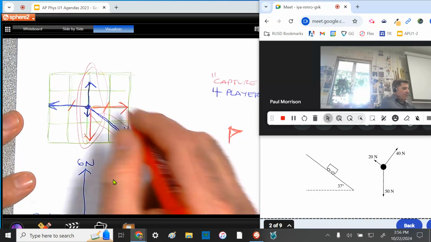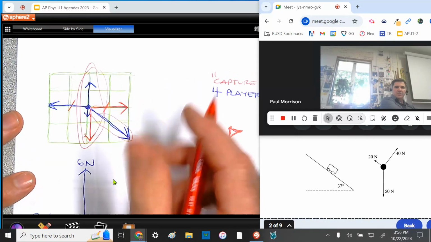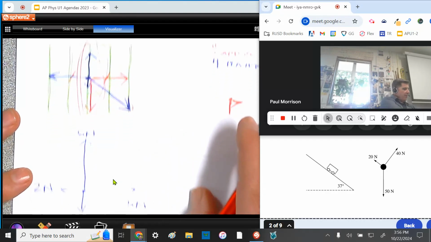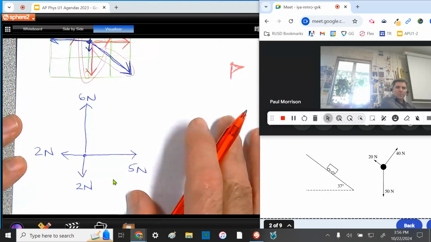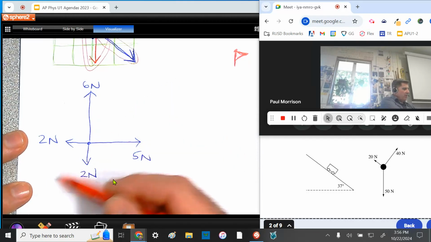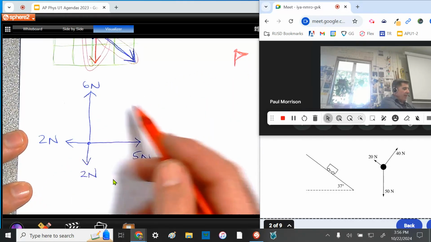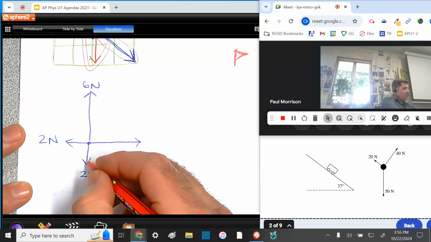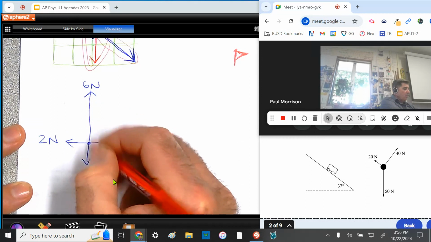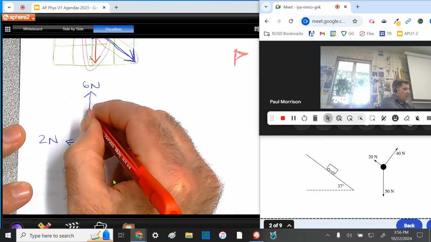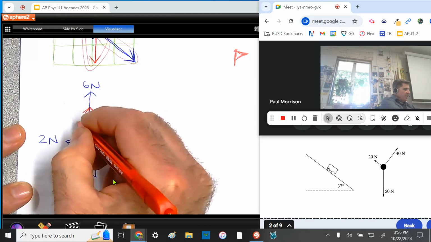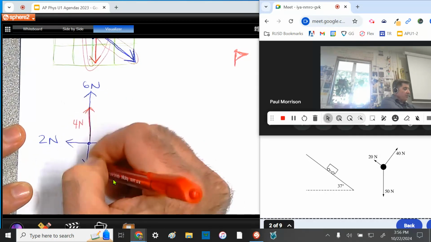Whenever it's in these grids like this, it makes it really easy because instead of doing SOHCAHTOA, you can just eyeball it. Okay, this one right here below, if you say what's the vector addition? Well, the vector addition is going to be somewhere in between this way, but how far exactly? Well, this 2 is going to minus 2 from here. So the total here between this and this is going to be 4 newtons in the vertical.